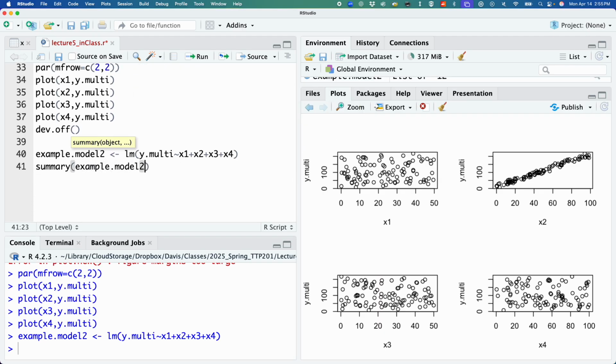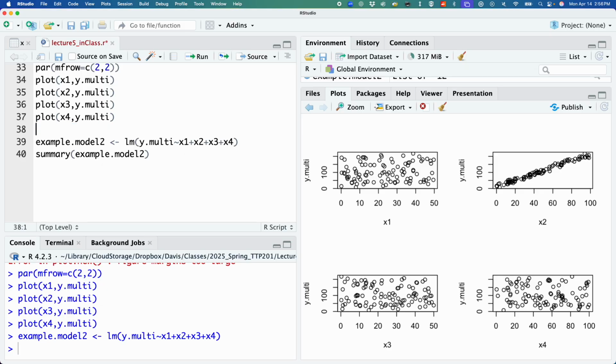What was the dev.off? Oh, so dev.off is for when you create a plot window, you can close it manually, and that was a check for me to see if the error was coming from an old plot. I just wanted to make sure that I was closing it. Yeah, you don't actually need it.